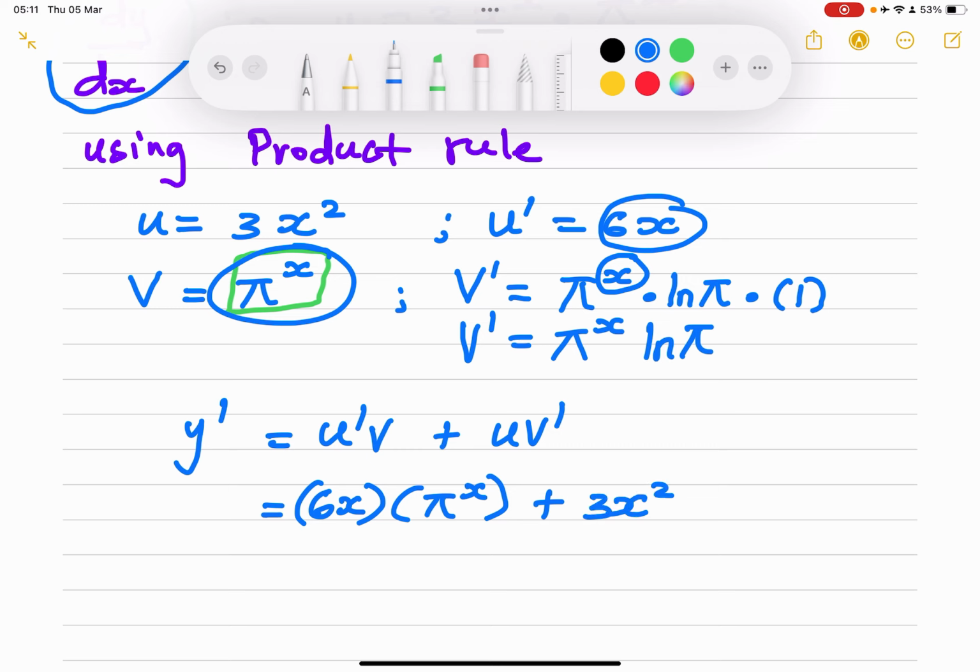All right, and then we multiply it by the derivative of v. The derivative of v is this, which is pi to the power x ln pi, you see, or ln pi. And you can leave it just like that, or factor out the common factor of 3x pi to the x if you want to be extra neat. But this right here will get you 5 full marks.